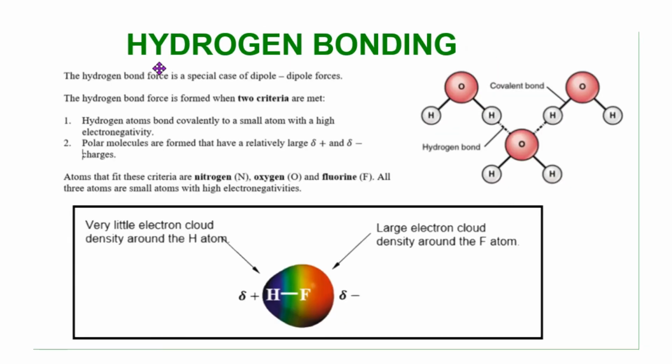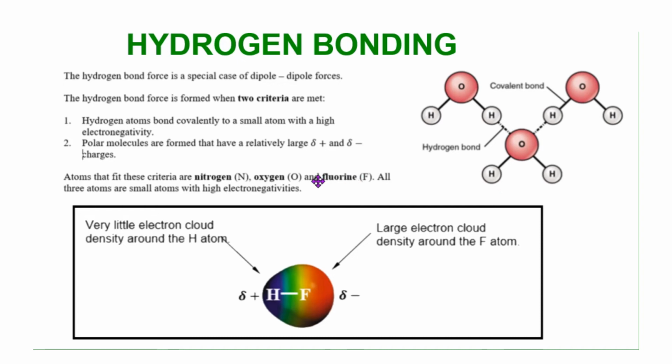So how do hydrogen bonds come about? As I told you, the hydrogen bond is a special case of dipole-dipole. So it's between polar molecules, but there's another two criteria that have to be met. Obviously, if it's hydrogen bonding, there has to be a hydrogen, but the hydrogen atom is bonded covalently to a small atom with a high electronegativity. So within the original molecule, the hydrogen has to be bonded to either a nitrogen, an oxygen, or a fluorine. That's within the original molecule.